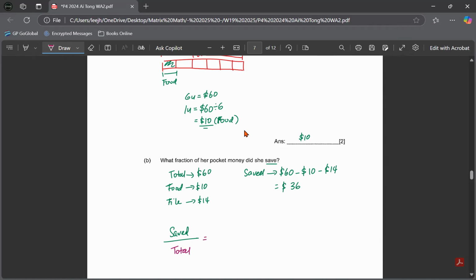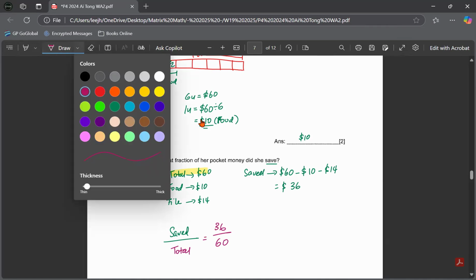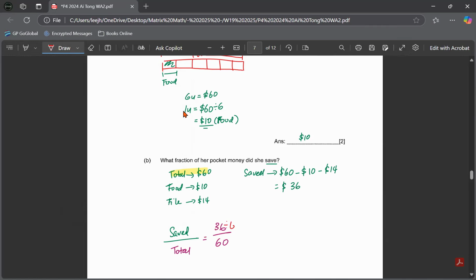Okay, so saved how much? 36. Over the total of how much? Total is, you can see from here, I've written down $60. You know that this is not simplified. Please simplify. Okay, for those of you who will tell me, teacher, I simplify by dividing by 6. Can. You can step by step divide by 6. But if you divide by 6, you know it would be 6 over 10. This one is still not simplified. You can simplify further by dividing by 2.